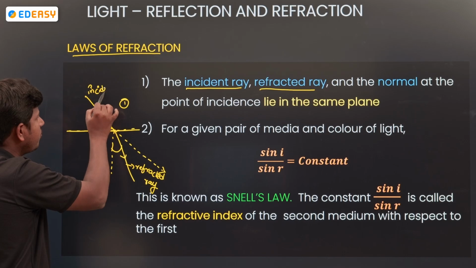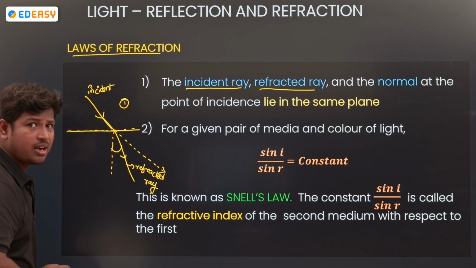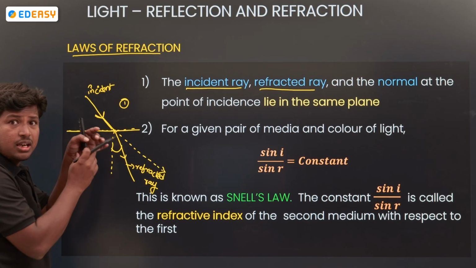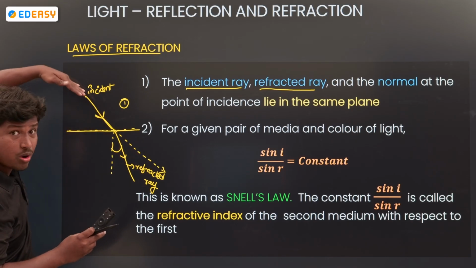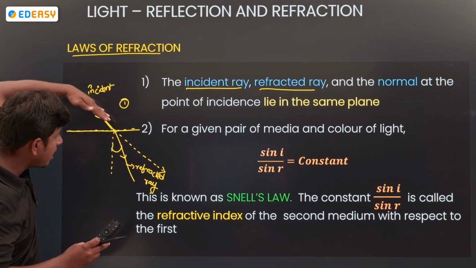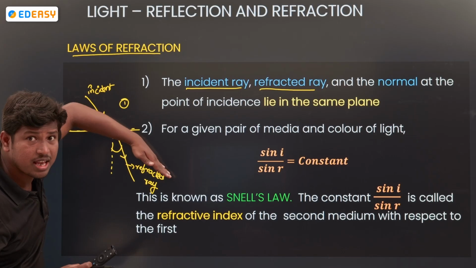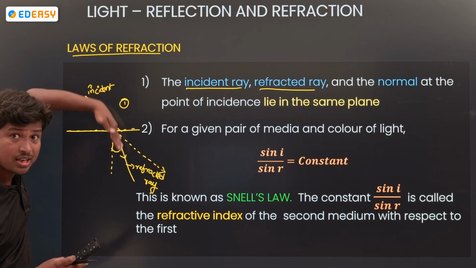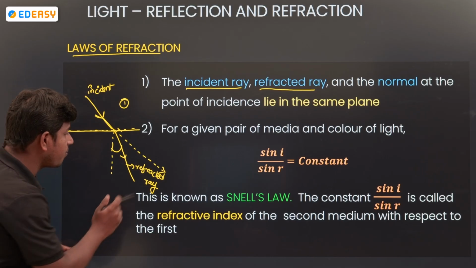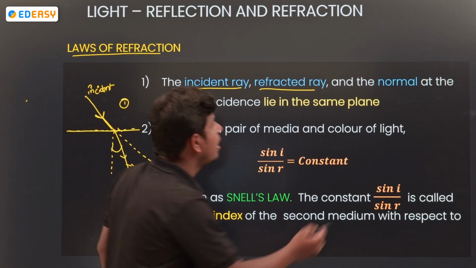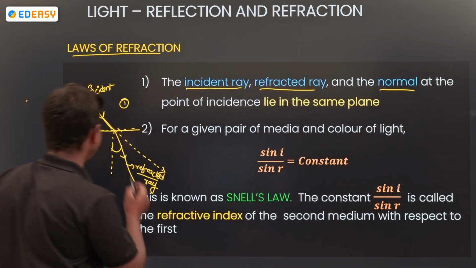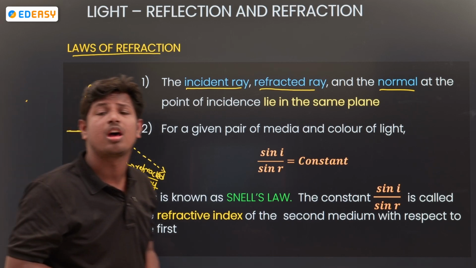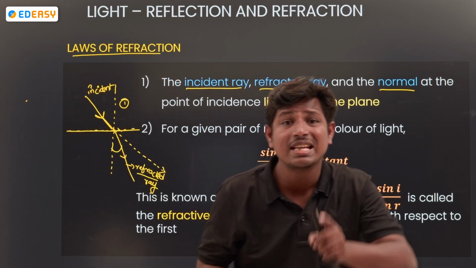How can you identify which is incident and which is refracted? Incident ray means towards the surface. See, the direction is like this, towards the surface. This is the actual direction. But whenever it changes medium, it bends towards the normal. This is the refracted ray. And the normal, incident ray and refracted ray all lie in the same plane.